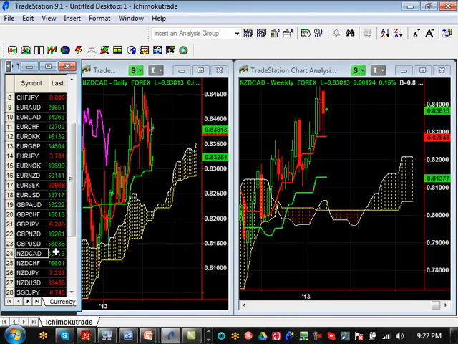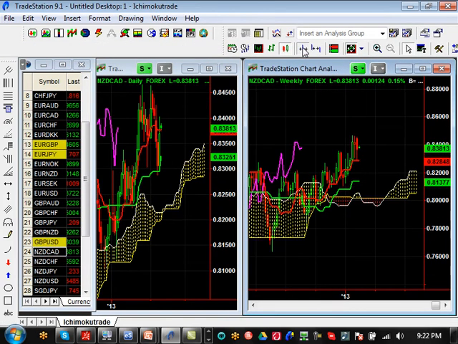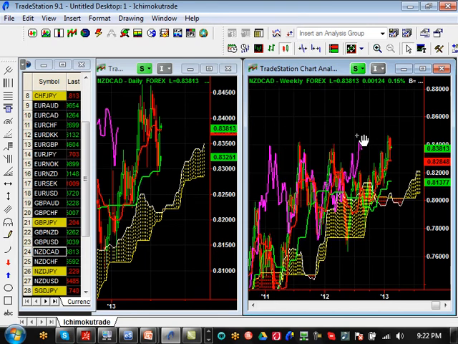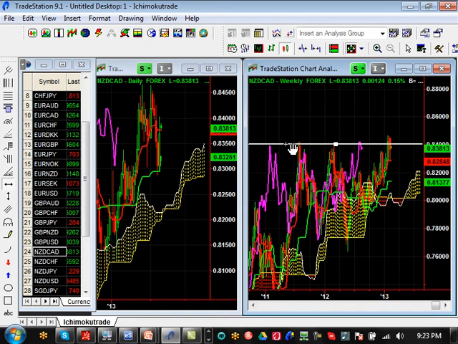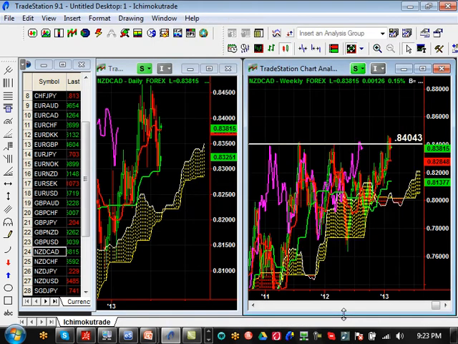New Zealand CAD, look here, this looks like it's trying to slowly start a trend to the top side. As you can see here, we're right at the major resistance level. It peaked a little above it. We're hanging around it right now, but watch out for this one, because it can start a major trend to the top side if it could break 84.04 with conviction.